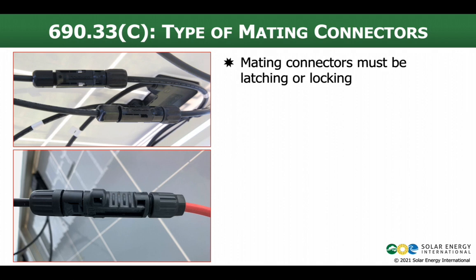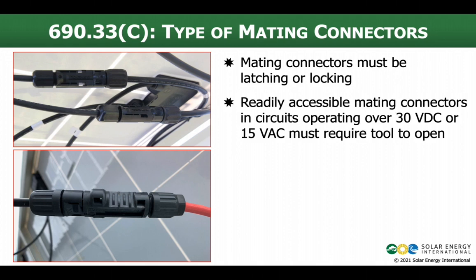Mating connectors, first off, they have to be latching or locking. There's different ways. They have little fins or tabs that click together, and then you usually need a tool to open them up. In fact, if they're readily accessible and over 30 volts DC or 15 volts AC, they have to require a tool. In my experience, they almost all do have some kind of little tool you use to open them up. So that's just the way we're doing it, no matter what, readily accessible or not.